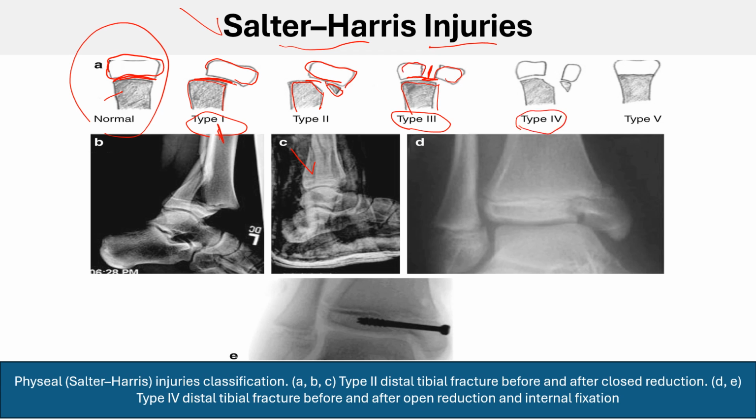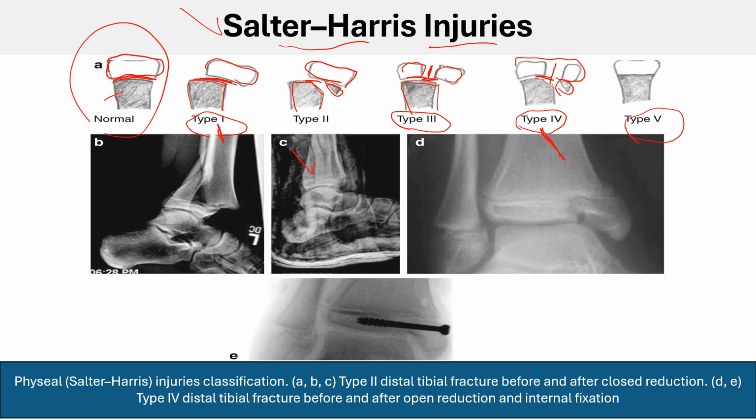Type 4, you have fracture in the metaphysis, and the fracture will go through the growth plate and will pass to the epiphysis. This type of Salter-Harris injury is well known for complications. For example, if it's not treated properly, it will cause growth arrest or angulation of bone.